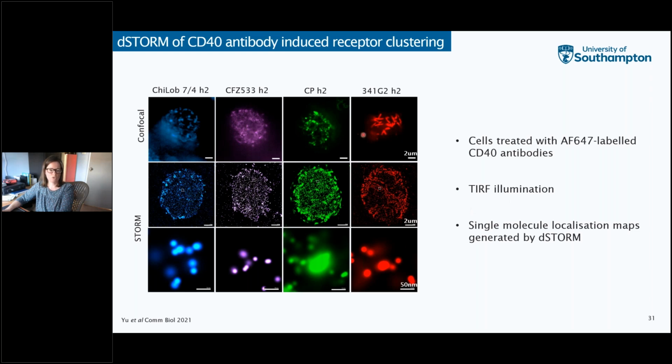The top panel shows confocal images where we can see the receptor clustering, and we can see the rod-like clusters with the 341G2 antibody. The bottom panels here show the dSTORM data, where each dot in the zoomed image represents a single molecule localization.